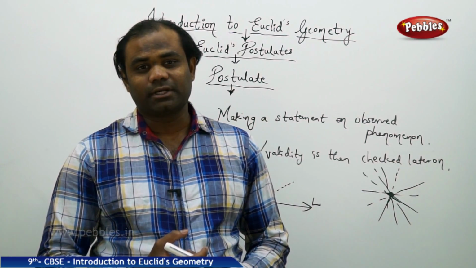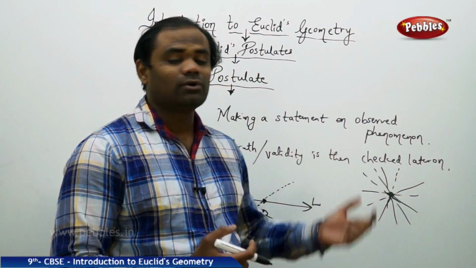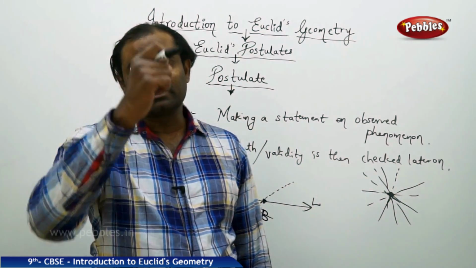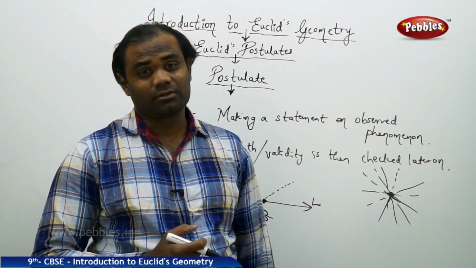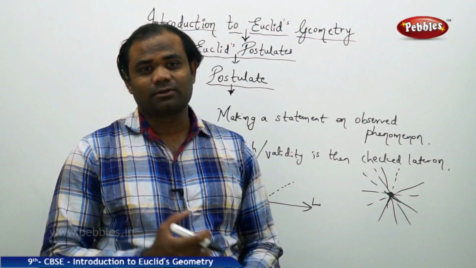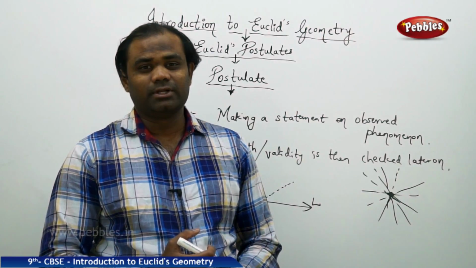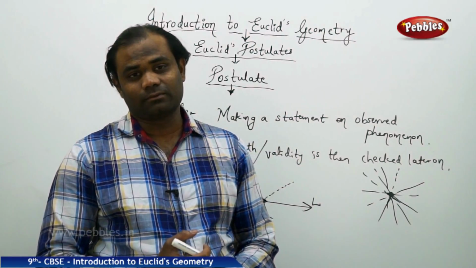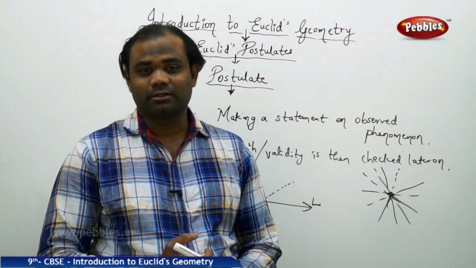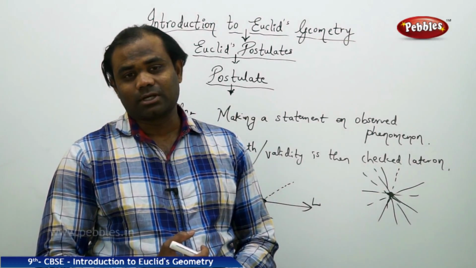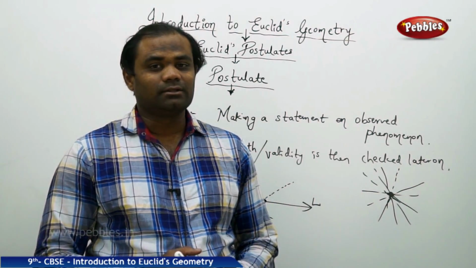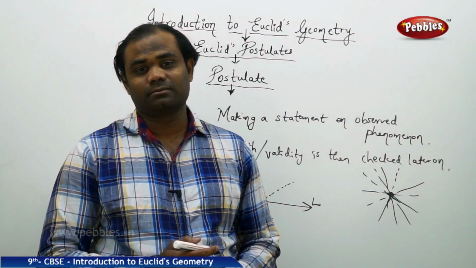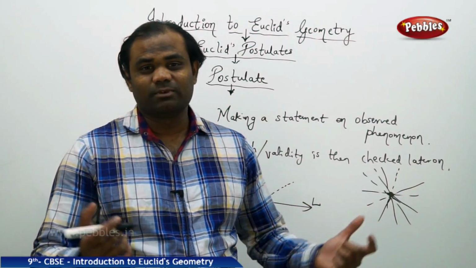Truth and validity check out, and only if it is true do we call this a postulate. If the truth and validity, which is checked later on, does not prove the made statement, then it cannot be a postulate. We cannot call that a postulate. A postulate is a statement made on observed phenomenon, its truth and validity checked later on. If it comes out to be universally true, then the statement is a postulate. It must be called a postulate. Euclid's postulates are to be followed with.